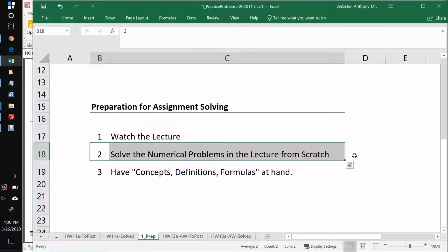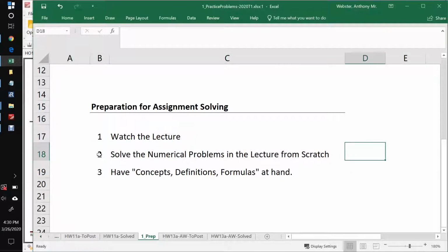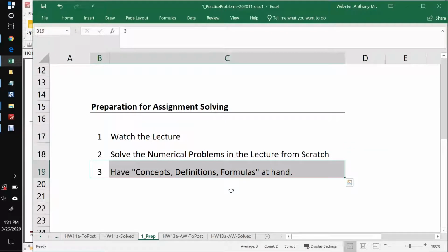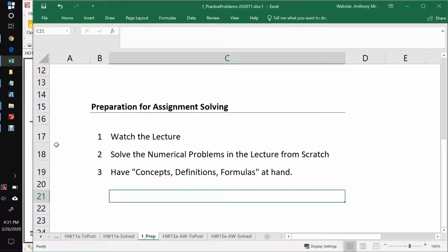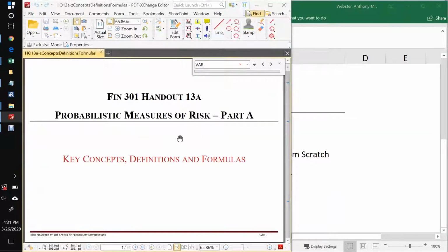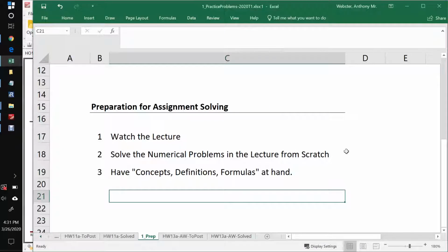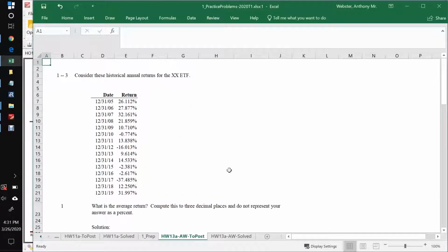There are several problems that I go carefully through from scratch in the lecture that are virtually identical to what you will see in the homework. And so I'm not going to repeat solving that type of problem here. So you'll need to find those in the lecture. And then, as always, we want to have our concepts, definitions, formulas PDF at hand. I've got that over here ready for us to use if needed. Okay, so let's jump in.